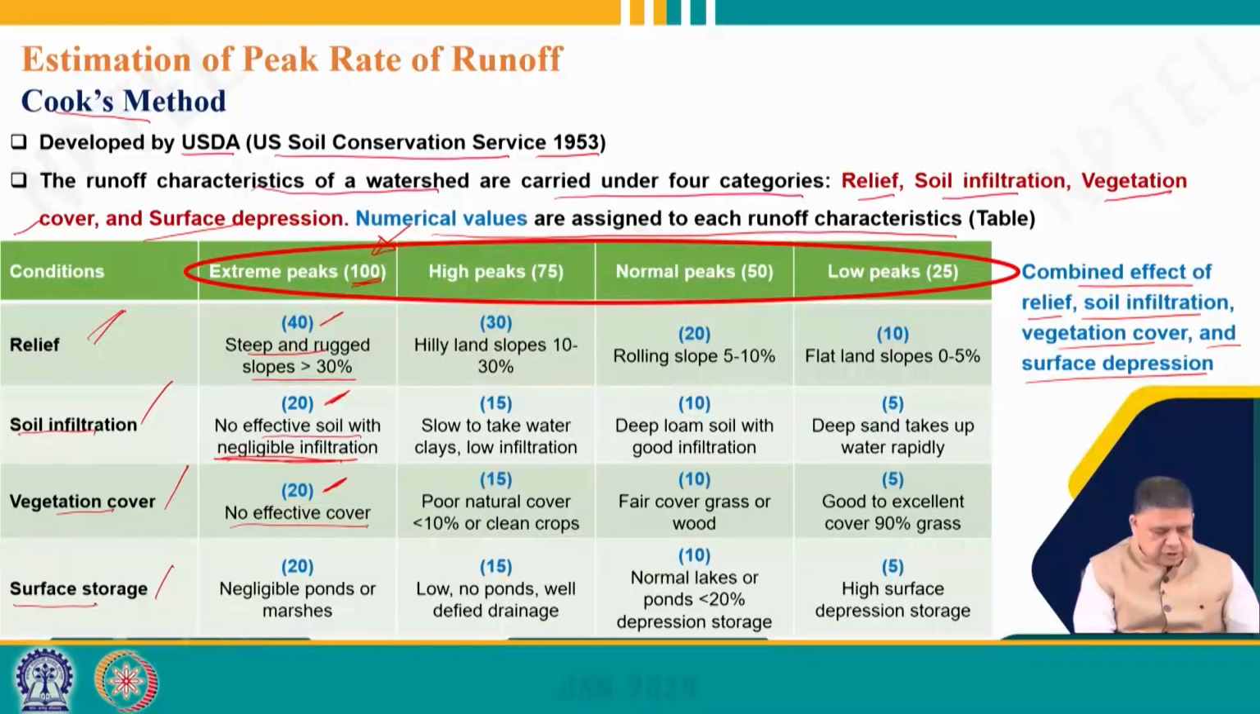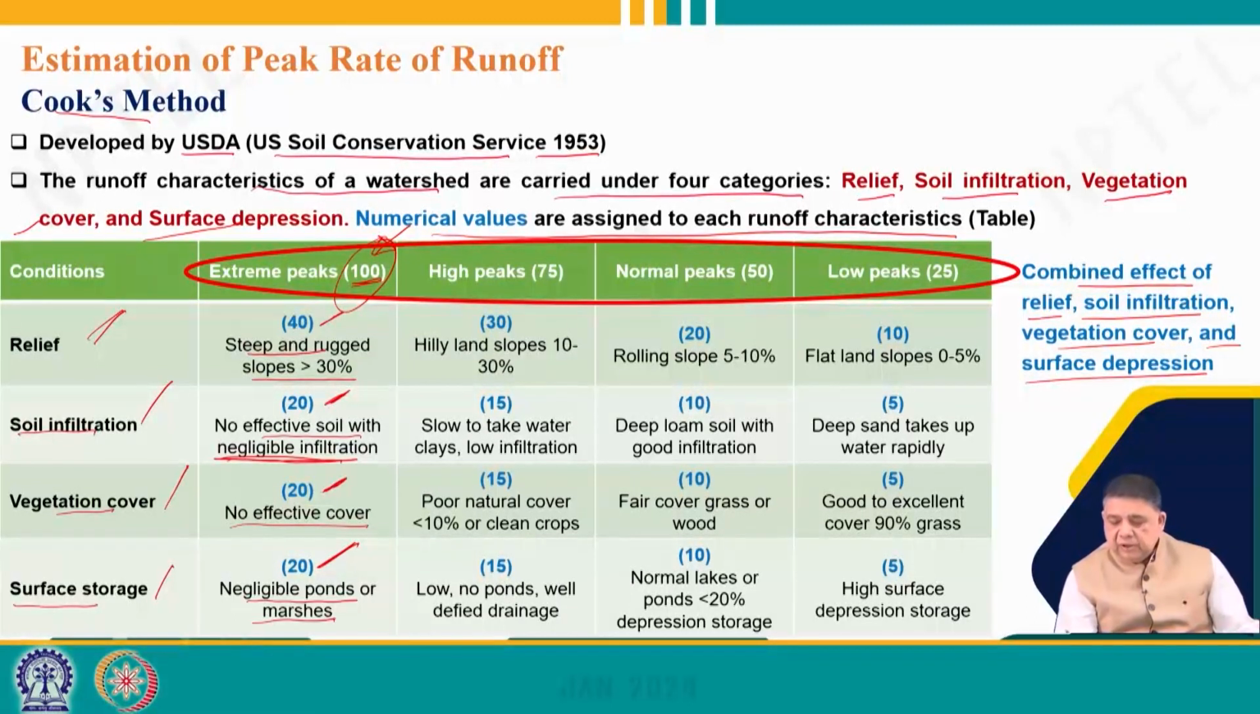And for surface storage, negligible ponds or marshes, that means there is no surface storage, so again the max value of 20. That is why if you sum all these 4 values, 40 plus 20 plus 20 plus 20, that value comes out to be 100. That simply means that almost all the precipitation will get converted into runoff.